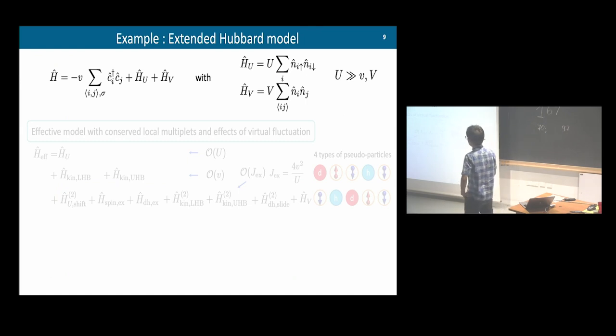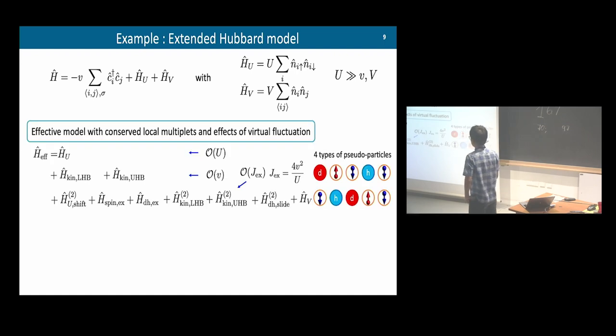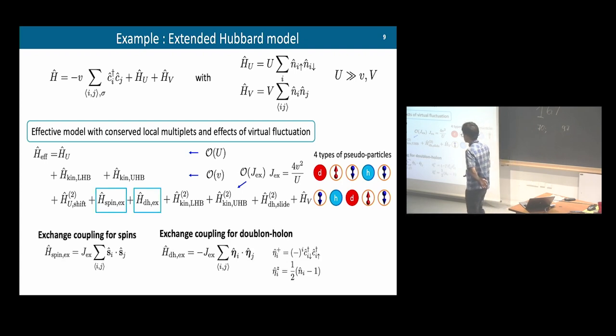Okay, so let's look at some example, which we use here. We use the extended Hubbard model, which is written here, and we are going to focus on this model. We assume that this local interaction is much larger compared to the hopping and also the nearest neighbor interaction. After the Schrieffer-Wolff transformation, we obtain this type of effective Hamiltonian. So at the order of hopping, we have a doublon-holon hopping, and at the order of the exchange energy, we have several terms. But in particular, these two terms are important.